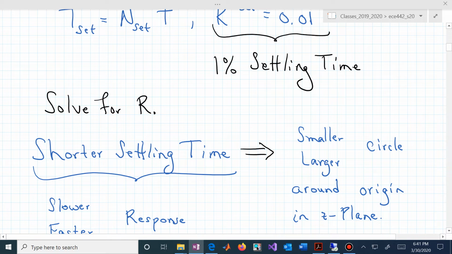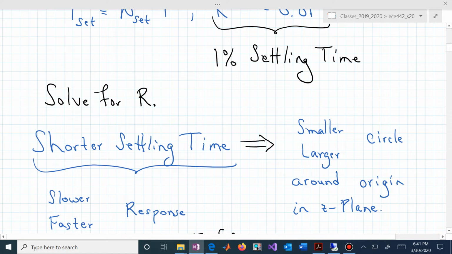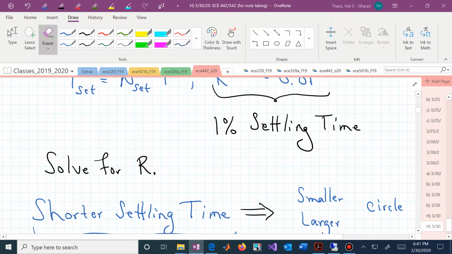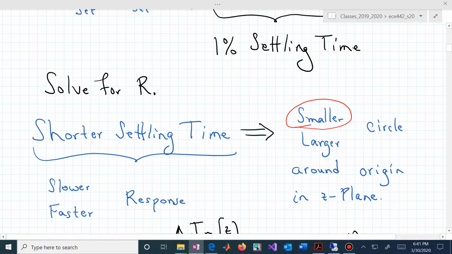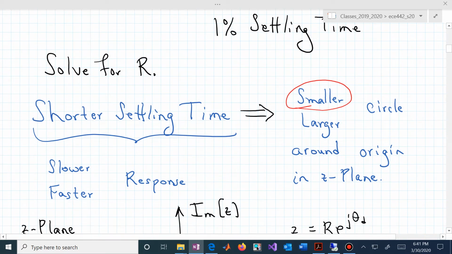Now we have some real circle, the answer type questions. A shorter settling time means a larger or smaller circle around the origin in the z-plane? If we want our settling time to be shorter, then we want a smaller radius circle around the origin in the z-plane. That smaller r then corresponds to a shorter settling time, which produces a slower or faster response? If we have a shorter settling time, that then says that we have a faster response.